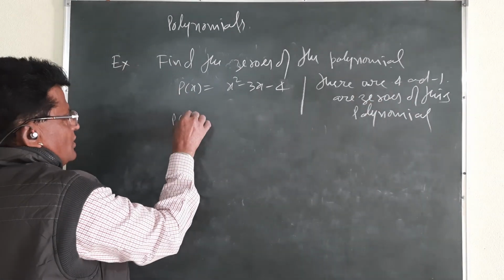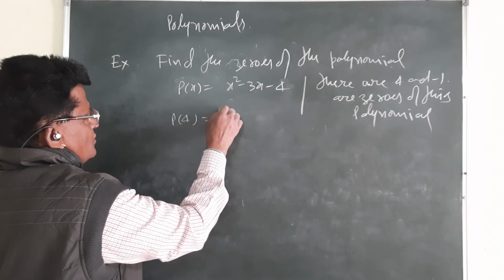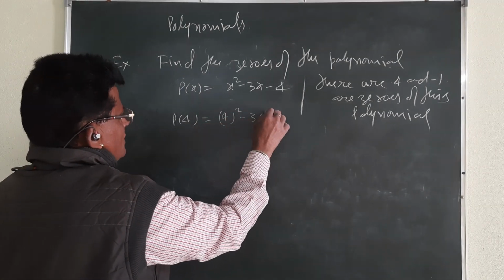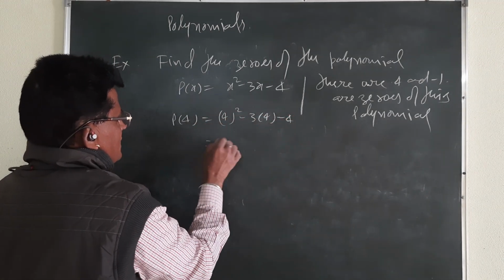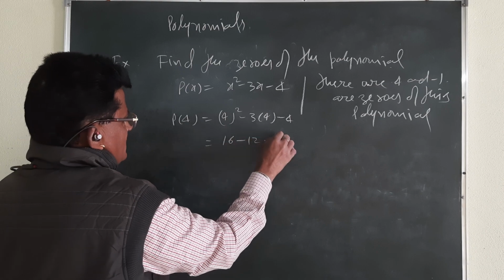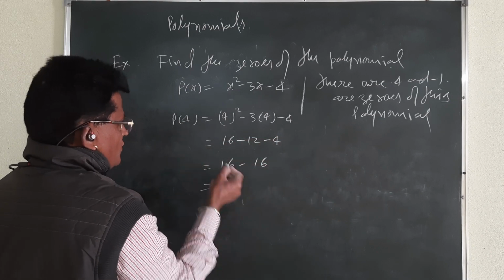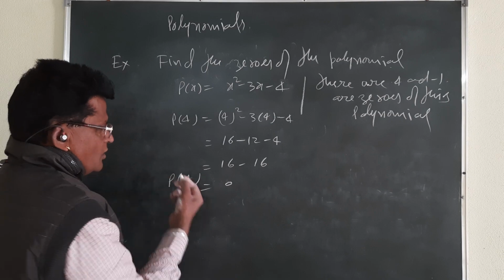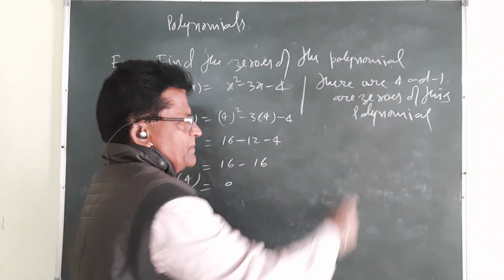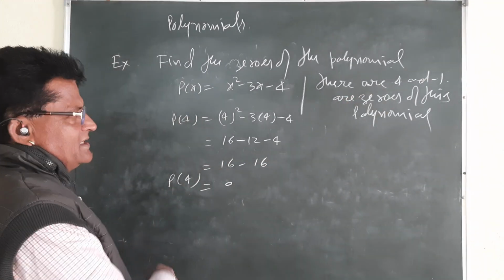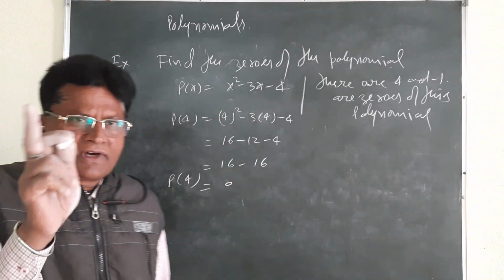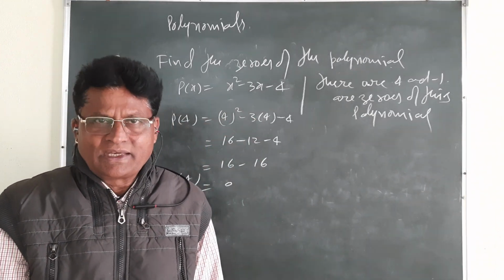Okay? p(4). In place of x, write 4 squared minus 3 into 4 minus 4. 16 minus 12 minus 4. 16 minus 16 it will be. Okay. p(4) will be equal to 0, as I told you. Similarly, if you put -1 in place of x, you will get 0. That is why 4 and -1 are the zeros of the polynomial.